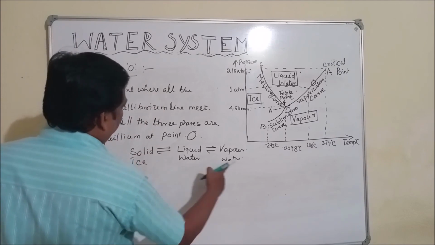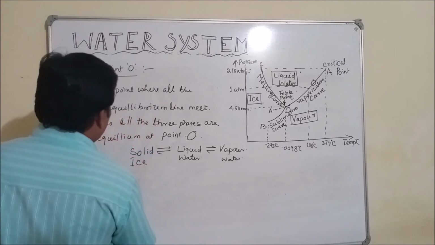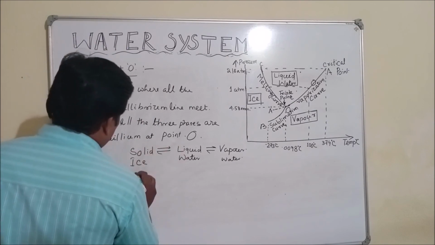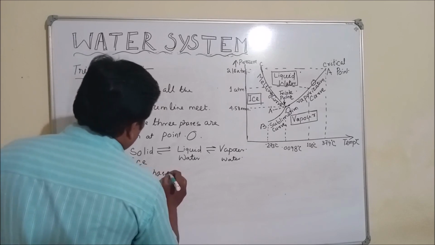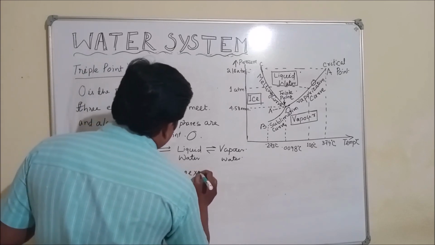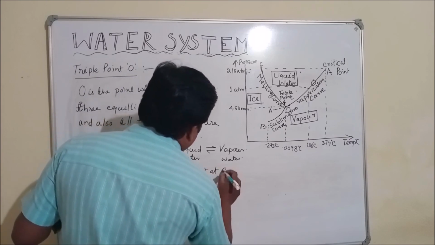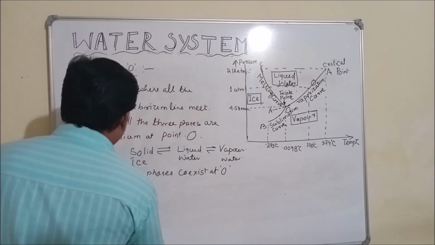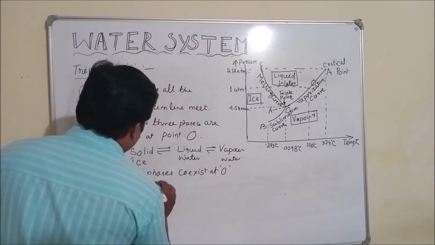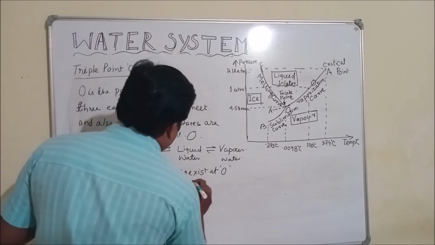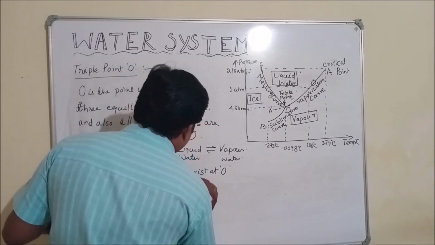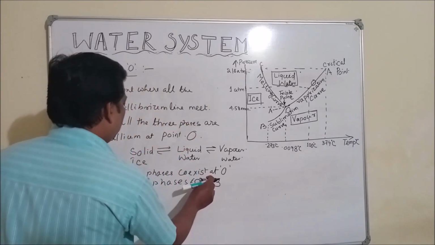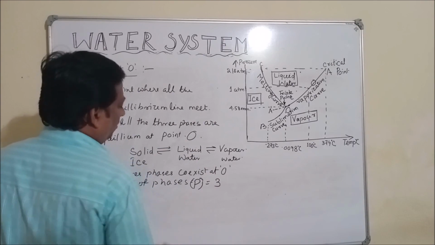So here, if three phases are in equilibrium, that means three phases coexist at O. So यहाँ पे the three phases coexist कर रहे हैं. That means number of phases will be how much? So number of phases will be 3.